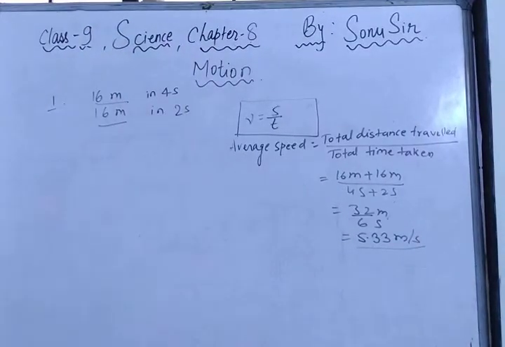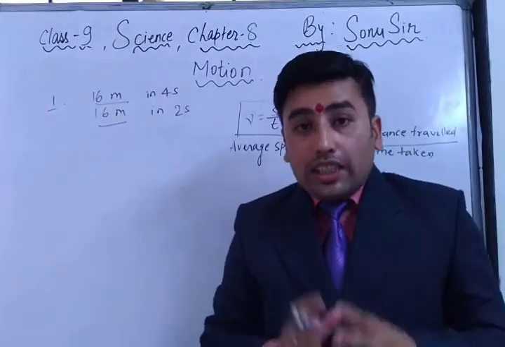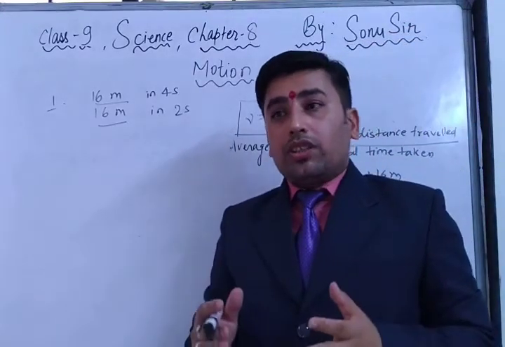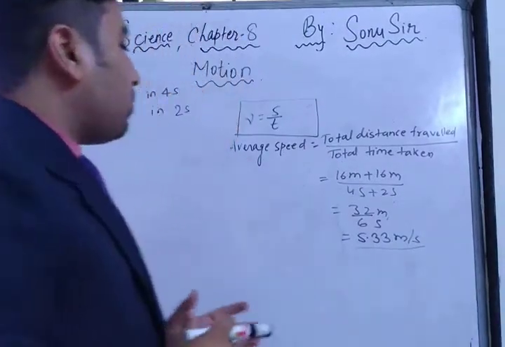So the question was, you have to calculate an object's average speed. So very nicely you can calculate the object's average speed. Now after getting the information about the object's average speed, we will move toward speed with direction, meaning in which direction the object is moving. What we will call the initial velocity, what we will call the final velocity. The topic name is speed with direction.